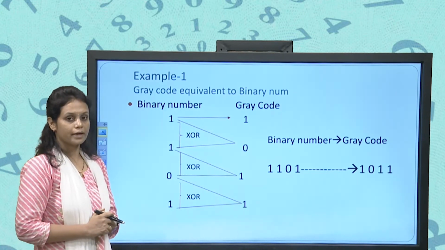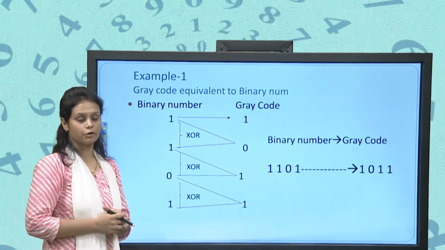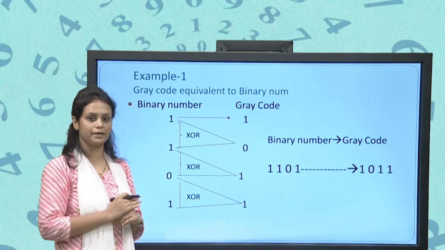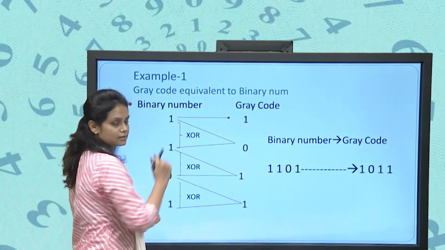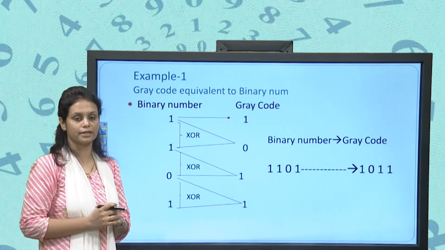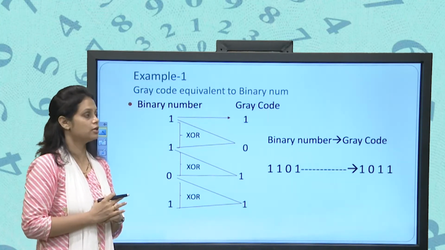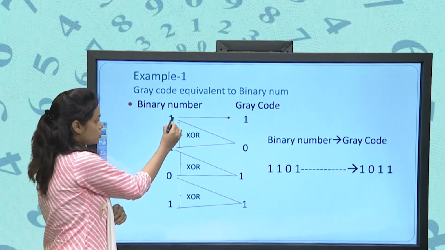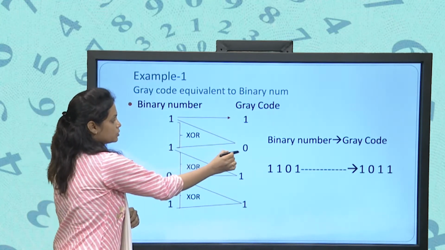Now what we'll do again? What was the procedure behind this? So first of all, we'll keep our first bit as it is. So we'll keep 1 as it is, right? Now from the second step, we will make the pair of each 2 bits. So first we will make the pair of this first 1 1. Okay, these 2 are same. So output of the Xor is 0.